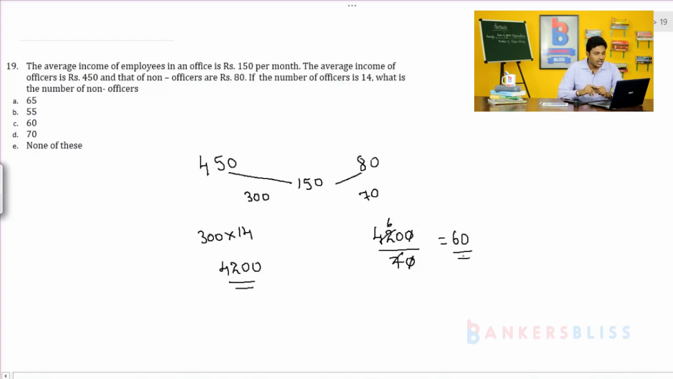Let me repeat again. 450 is the average income of the officers, 80 is the average income of non-officers. If we consider both, the average monthly income is 150. So 450 is reduced to 150, meaning an individual officer contributes 300 to the group, and 80 becomes 150, meaning an individual non-officer receives 70 rupees to become 150.